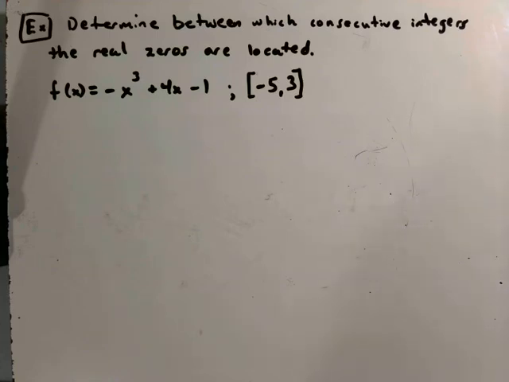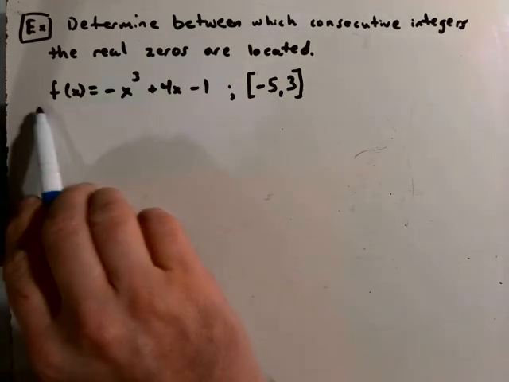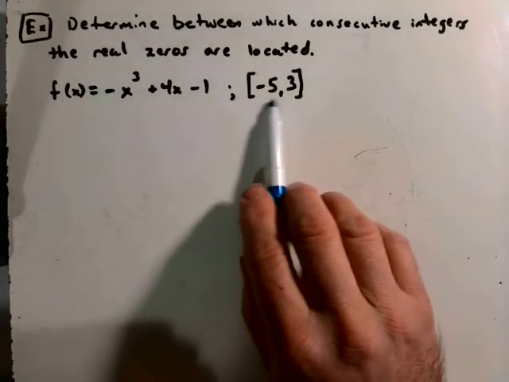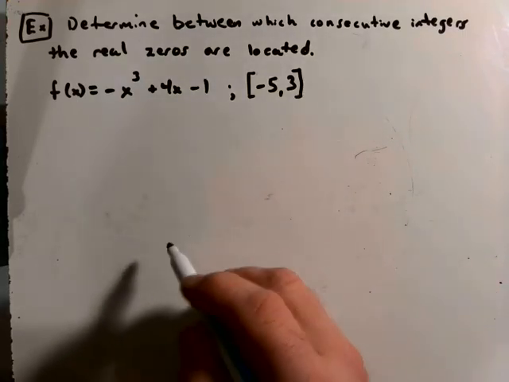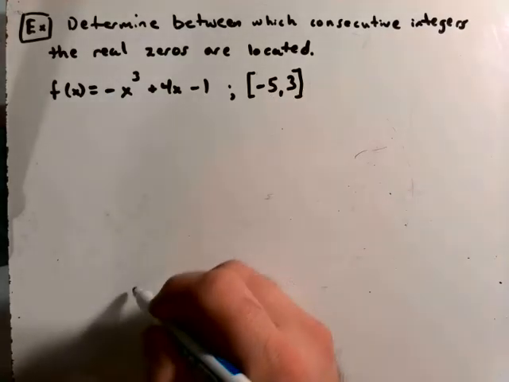For this problem, we're given a polynomial and we're supposed to determine between which consecutive integers the real zeros are located. So they give us a polynomial and then they give us a range of values from -5 up to 3.